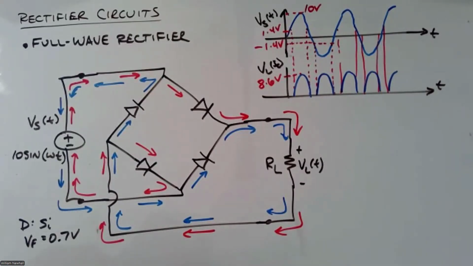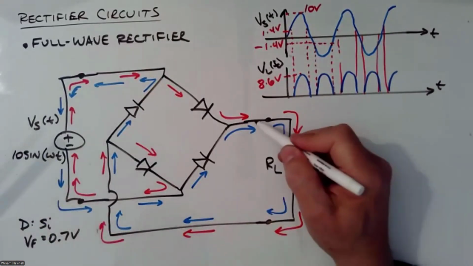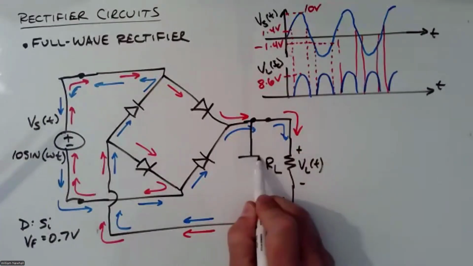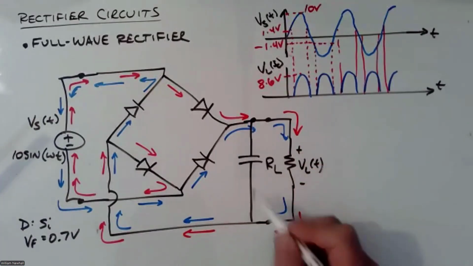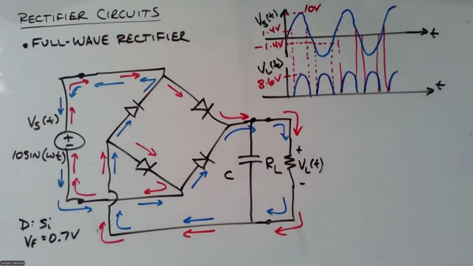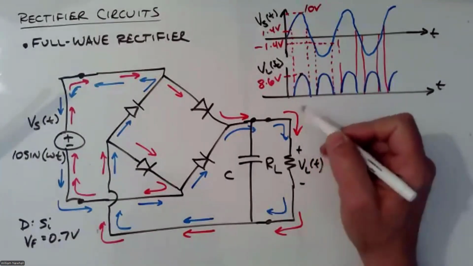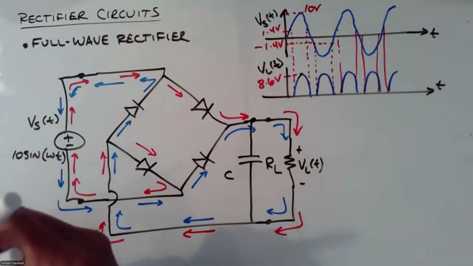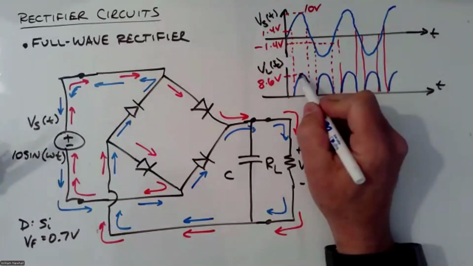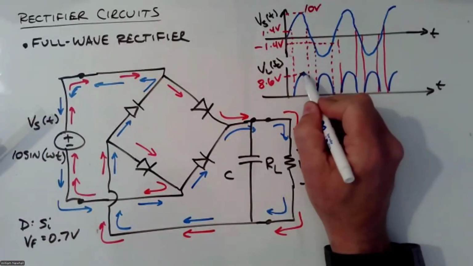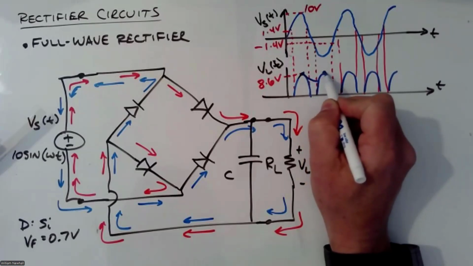Okay, so that doesn't look very DC, right? But if you take a capacitor and put a capacitor right there in the rectifier, then that capacitor is going to charge up. It has the same voltage that the resistor has across it. And when the source voltage falls, you get this exponential decay.